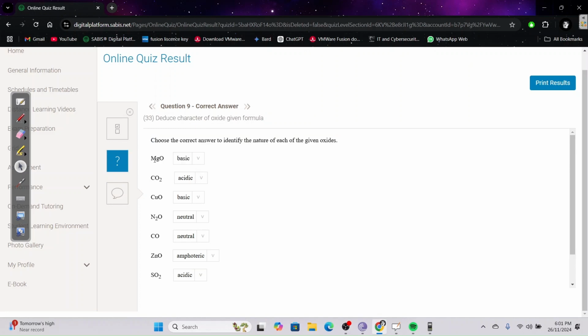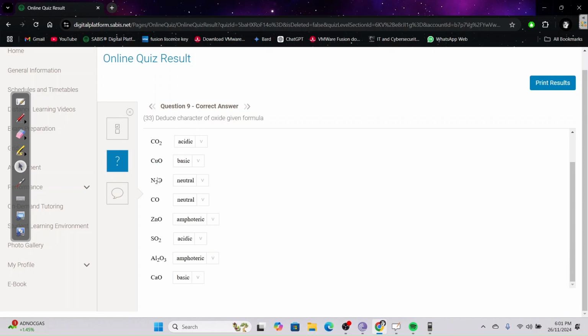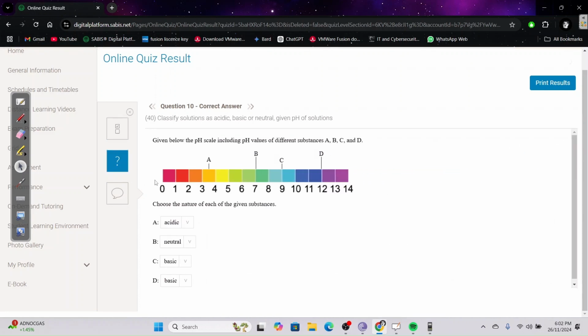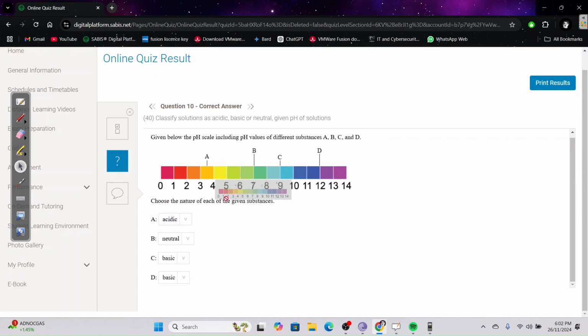MgO, Mg is a metal, magnesium, basic. CO2 is acidic, CuO is basic because copper is a metal. N2O is one of the neutral oxides. It's one of the exceptions to the acidic rule. CO is another neutral one. Amphoteric ZnO, SO2 is acidic, and Al2O3 is amphoteric, and calcium oxide is basic because they're metals. Okay. This came in the diagnostic, but with the names. So it was the exact same answers.